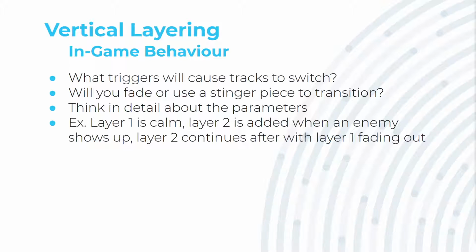And also think in detail about the parameters you'll use. So, in an example we'll get into last year, I used very few parameters since mechanically there weren't really a lot of triggers I needed to think about. So there was the in combat parameter, which was just either 0 or 1, and that would determine which part of the piece was playing. And I'll show that later when we get to the example.